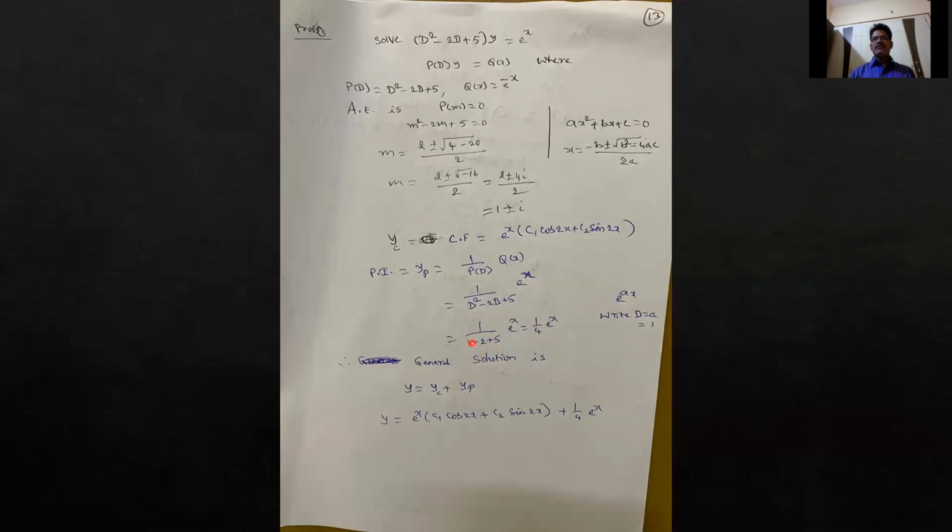So therefore, substituting D equal to 1: 1 square minus 2 into 1 minus 2 plus 5, that is 1 by 4 e power x. The general solution is y equal to yc plus yp. The solution is y equal to e power x into c1 cos x plus c2 sin x, plus 1 by 4 e power x.